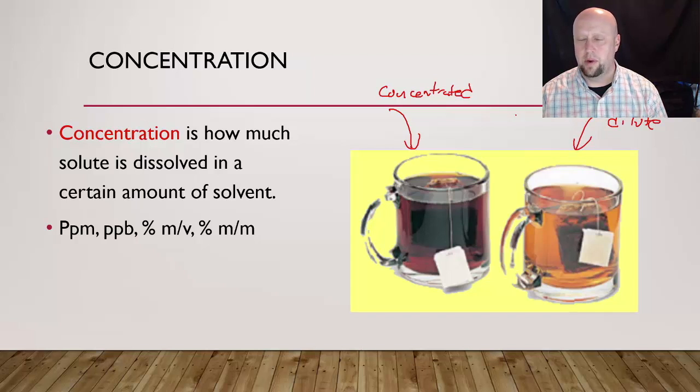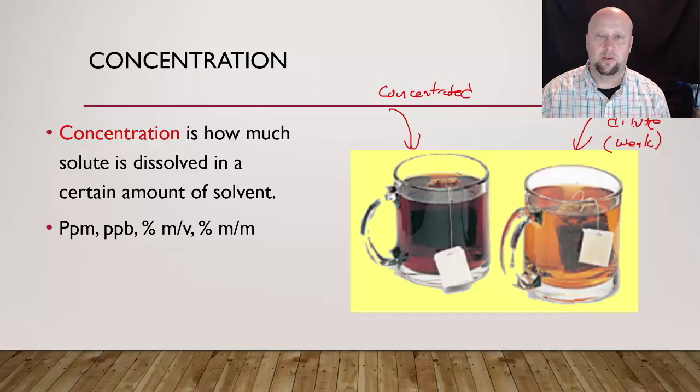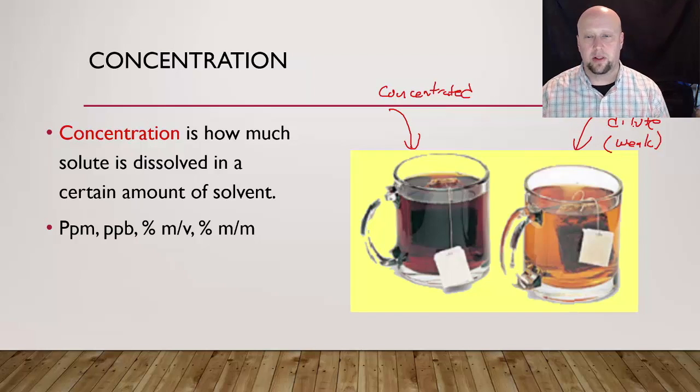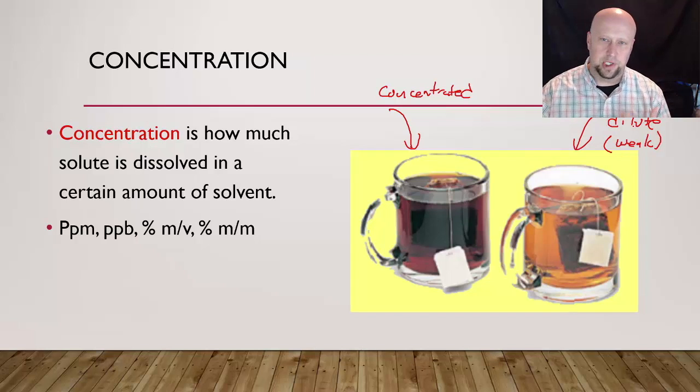Now for me, I want to drink this concentrated tea. I definitely do not want to drink a weak or dilute tea. And weak is another word sometimes that we would use for that. Now those are both qualitative descriptions. Now of course qualitative descriptions are okay in science, but a lot of times we want something a lot more concrete. We want some numbers associated with that.